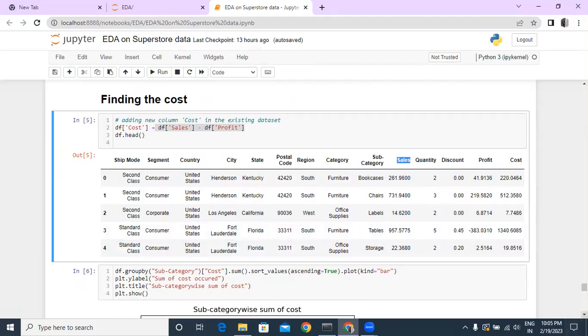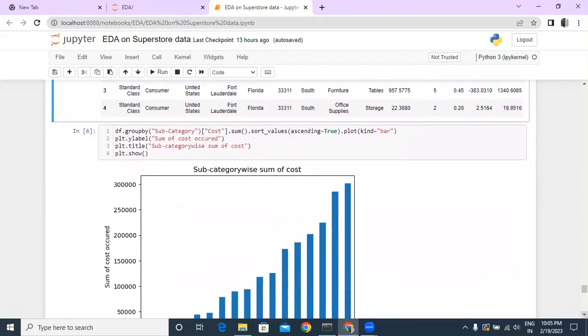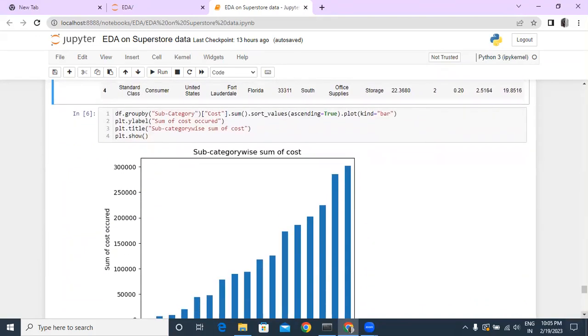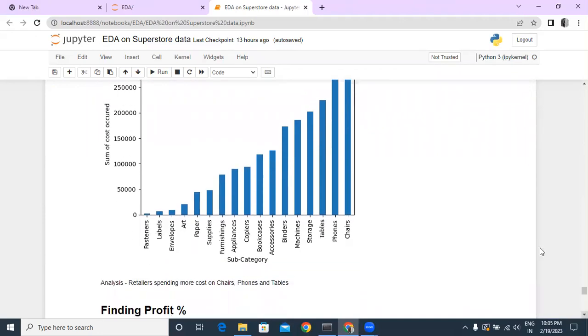Now what we are doing is grouping the subcategory with the cost, and we are checking the cost subcategory-wise. So we have seen that the thing the retailers are spending the most on is chairs. The bar is the highest, so chairs, phones, and then tables.